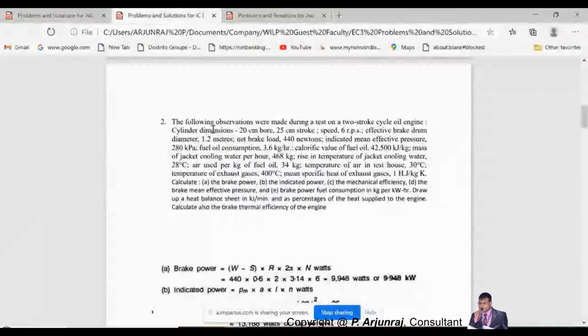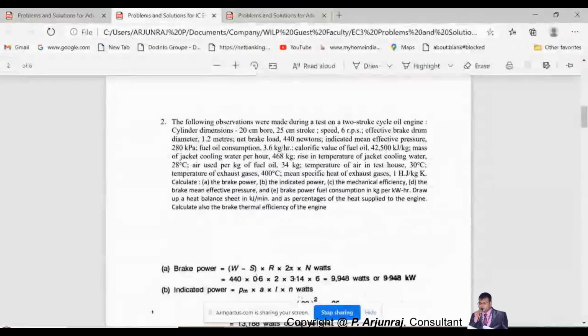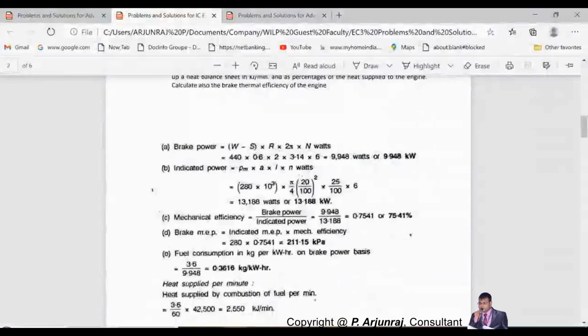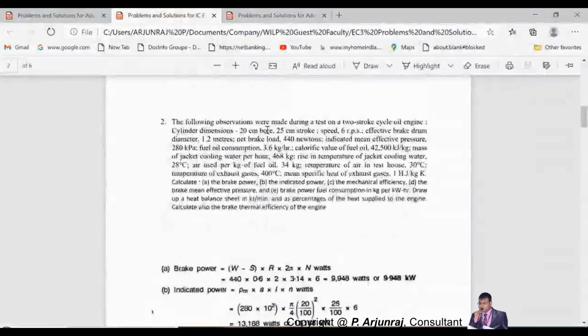So what they have given: the following observations were made during a test. This is also a two-stroke engine. They gave the cylinder dimensions, bore as 20 centimeter, and the stroke is also given as 25 centimeter. And you see the speed they gave in RPS, revolution per second, not per minute.